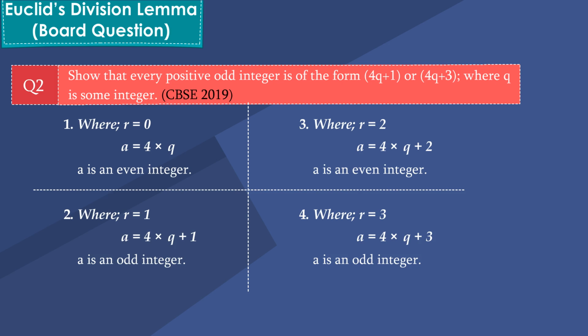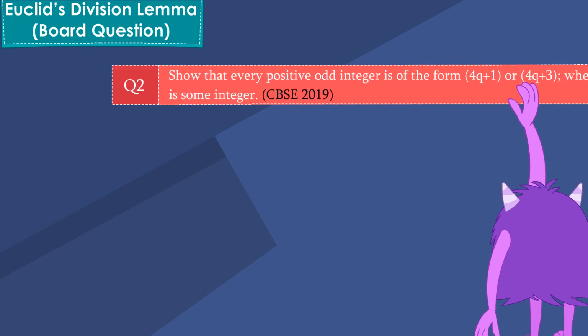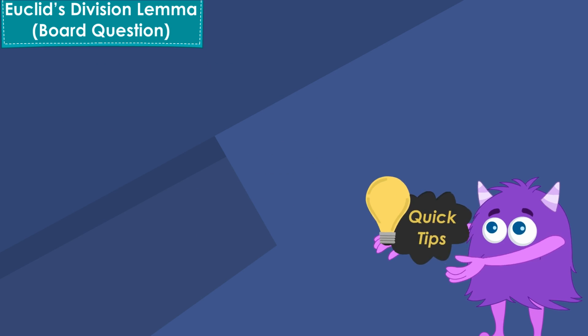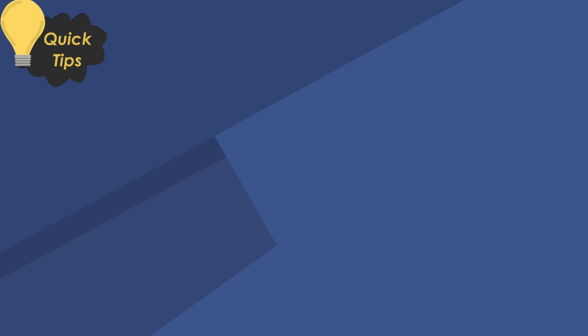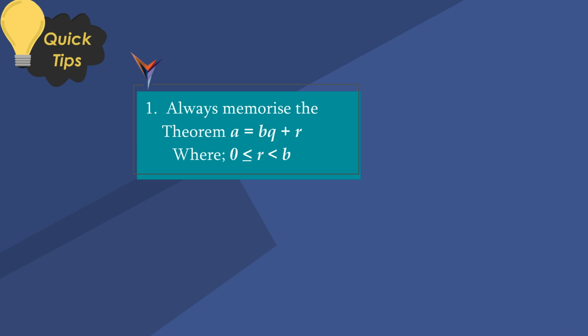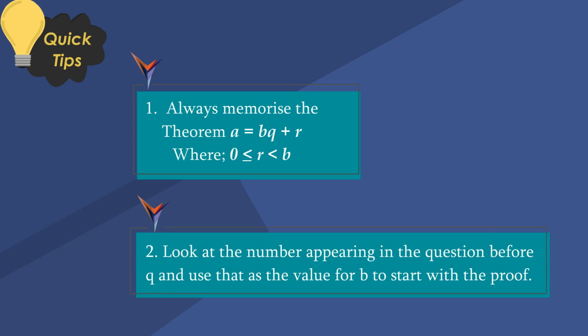Friends, hope you got a reasonable sense of how to go about solving questions related to Euclid's division lemma. Here are some short quick tips for you to remember. 1. Always memorize the theorem. a is equal to bq plus r, where r is greater than or equal to 0 and less than b. 2. Look at the number appearing in the question before q and use that as the value for b to start with the proof.